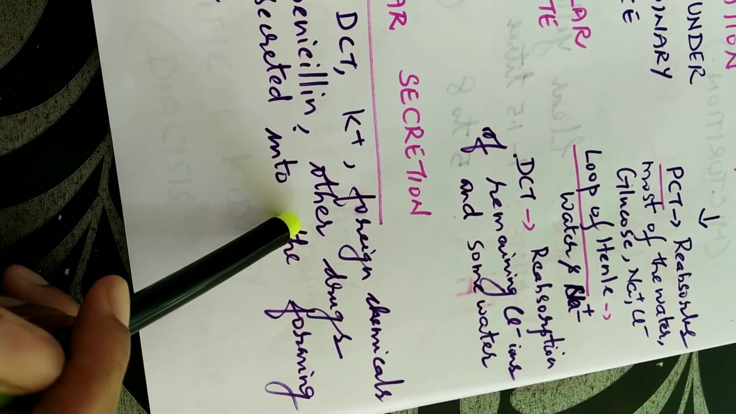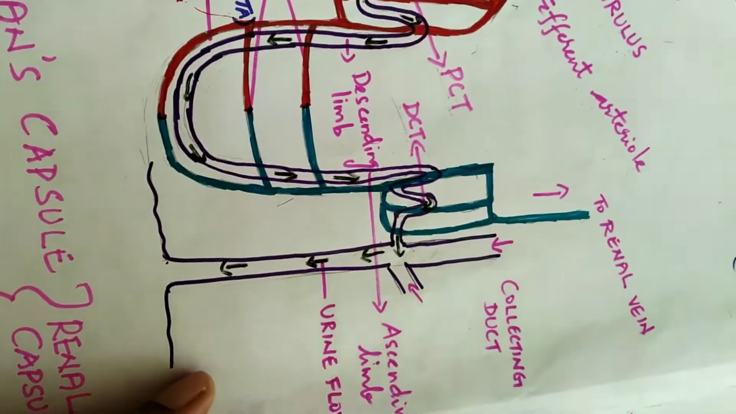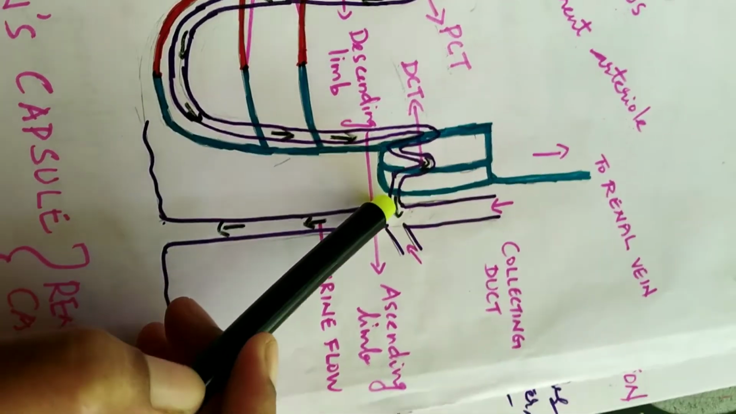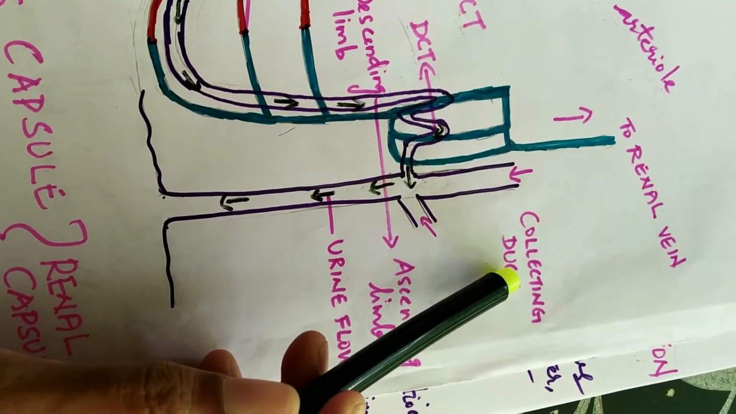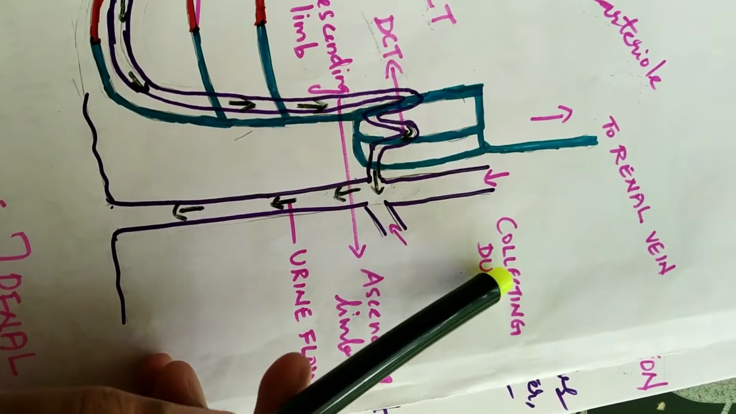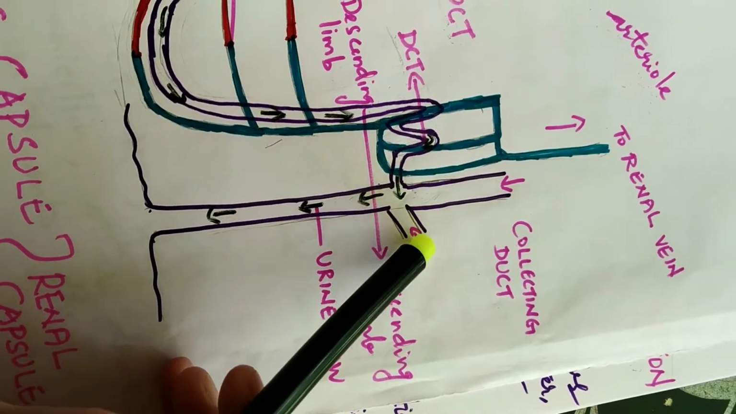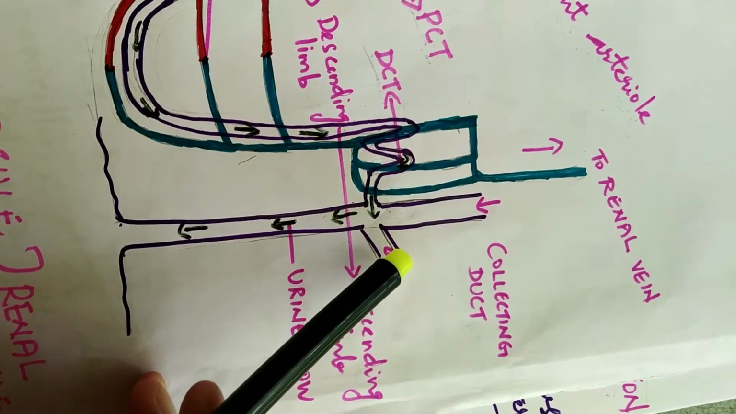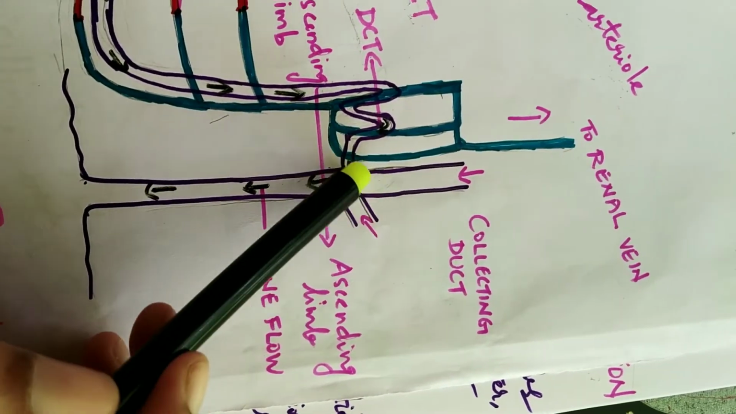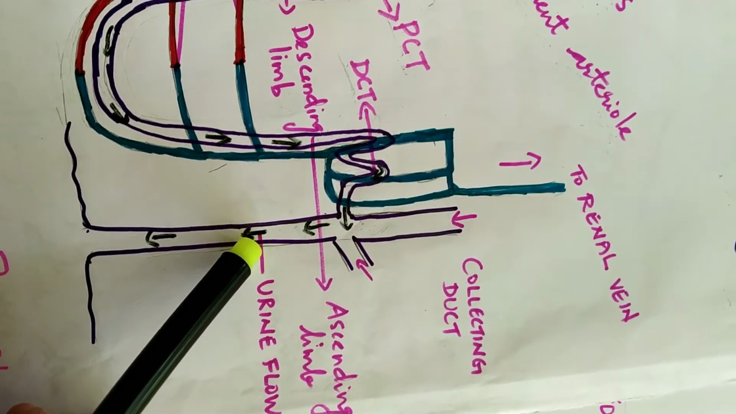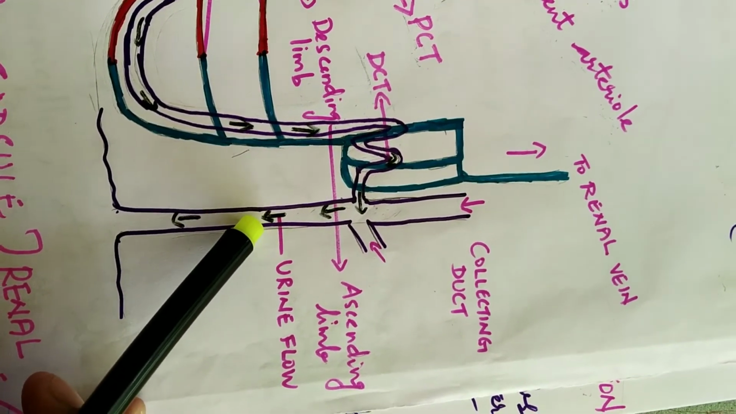which is formed. And finally, the urine that is formed in the DCT region will be drained into the collecting duct. So the collecting duct receives the DCT region of different nephrons, and from the collecting duct it will be passing into the pelvis region. The urine flows into the pelvis region of the kidney. From the pelvis region it passes through the ureters and reaches the urinary bladder.